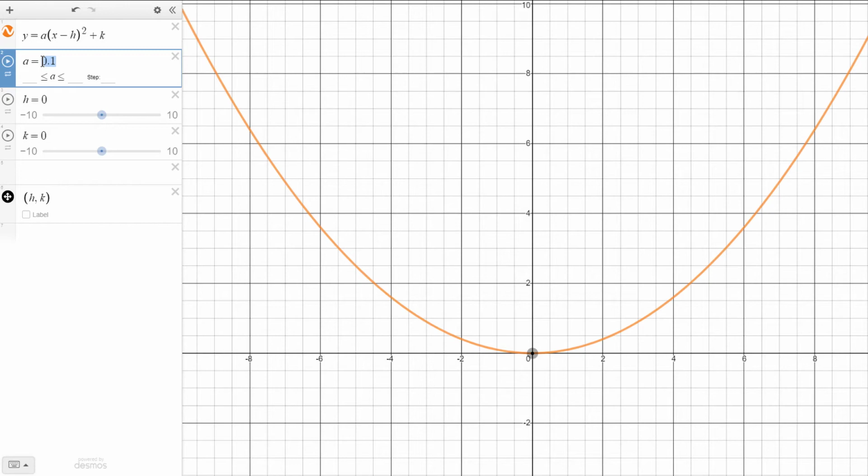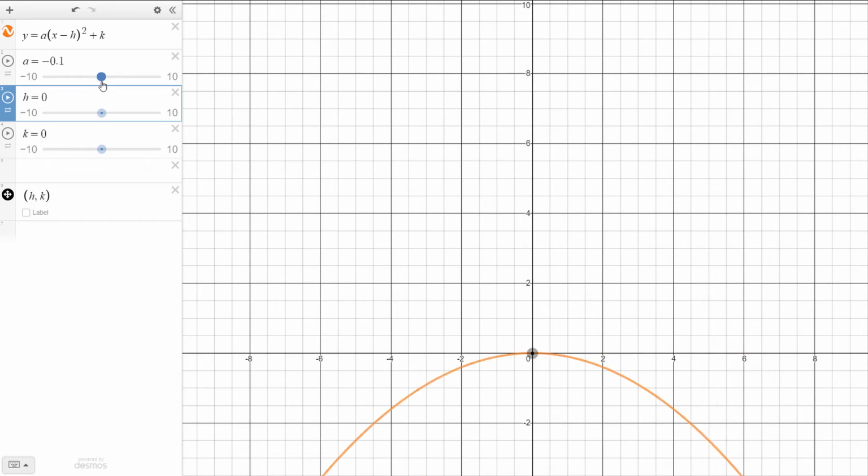So that a value controls that, but it gets a little bit more interesting when a is negative. Let's take a look at what happens when I get past 0. Well, actually, when I'm at 0, let's take a look at that. I'm flat across the x-axis because a is nothing, and I just have the horizontal line y equals 0.